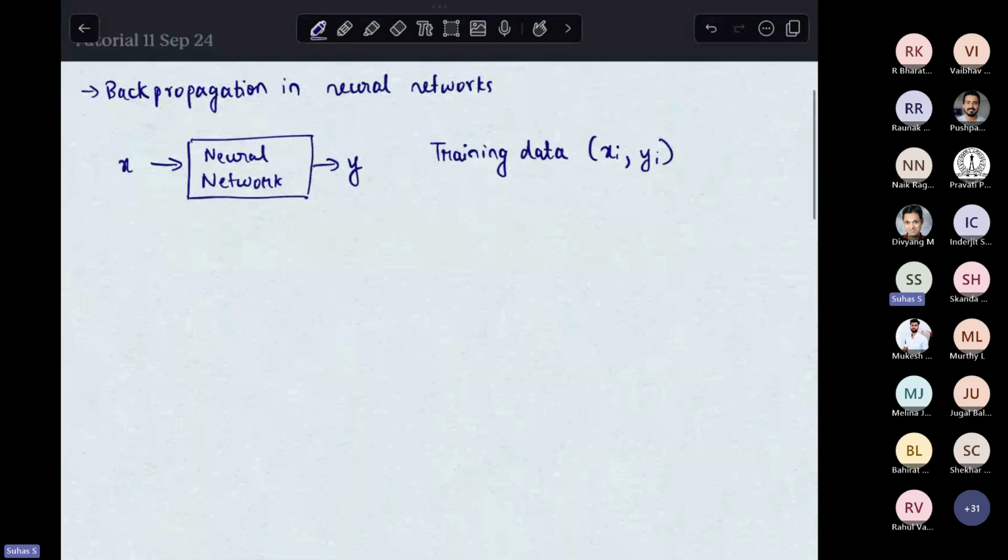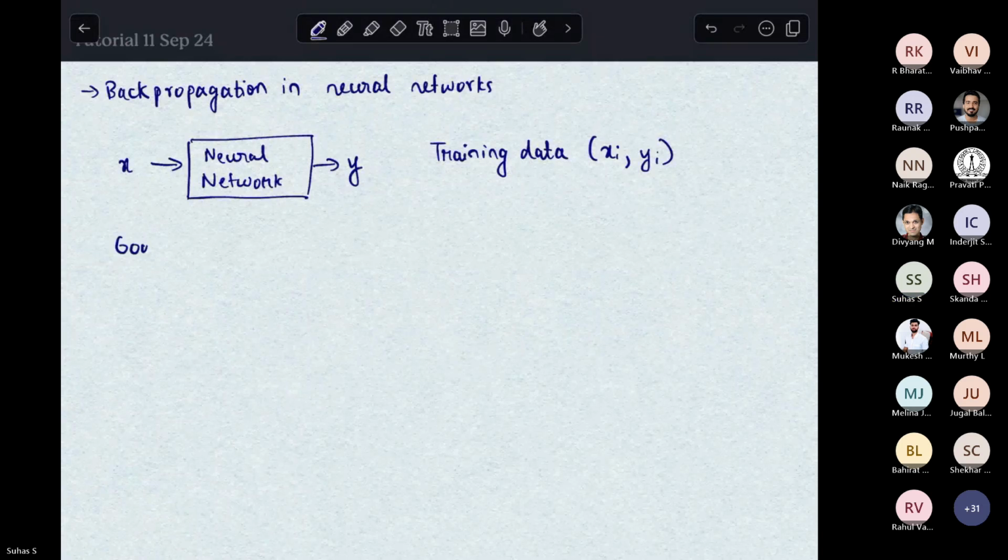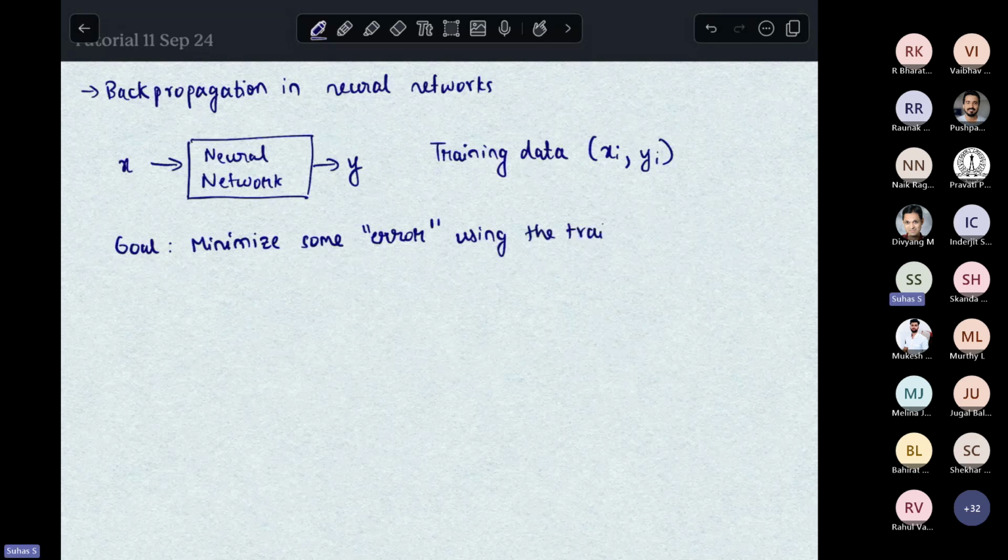So basically, the goal of neural networks is to minimize some error using the training data, and hopefully learn the neural network so that it can perform well on some test data or test examples.